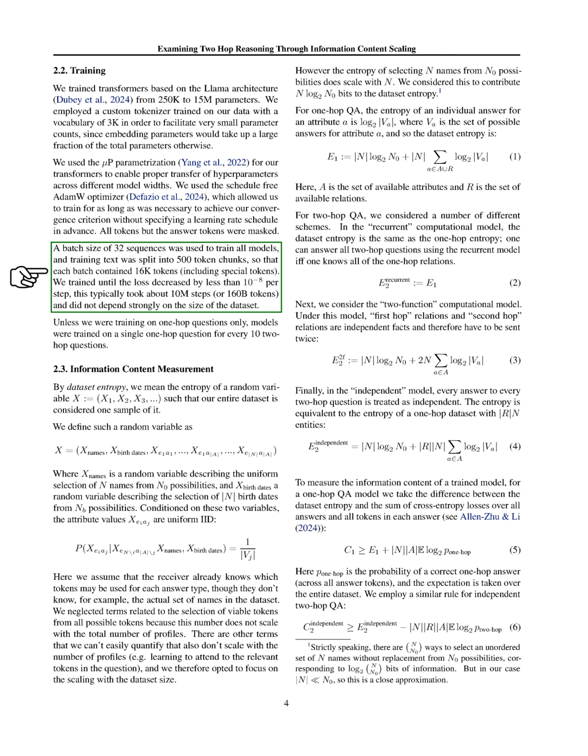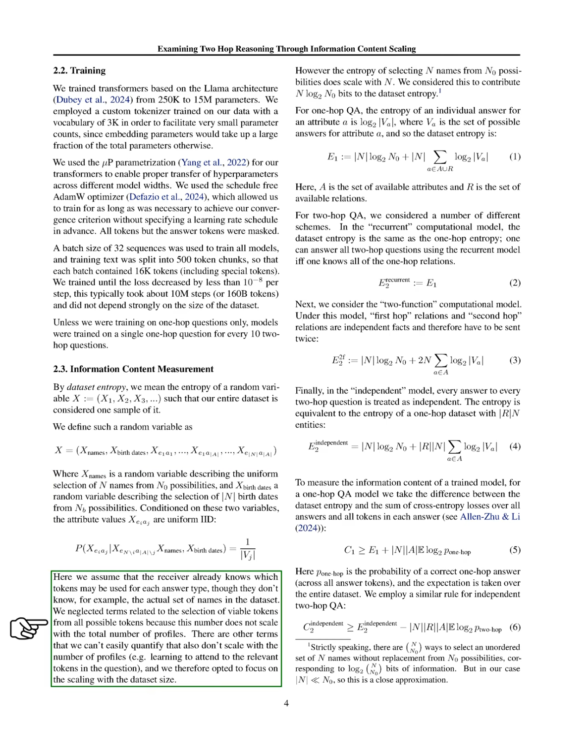Next, we defined dataset entropy as the entropy of a random variable representing our entire dataset as a single sample. This random variable includes the uniform selection of names and birth dates from their respective possibilities. We assumed the receiver knows which tokens can be used for each answer type, but not the specific names in the dataset. We ignored terms related to selecting viable tokens since they do not scale with the total number of profiles. We focused on how the entropy of selecting names scales with the number of names, contributing n times the logarithm of the number of possibilities to the dataset entropy.